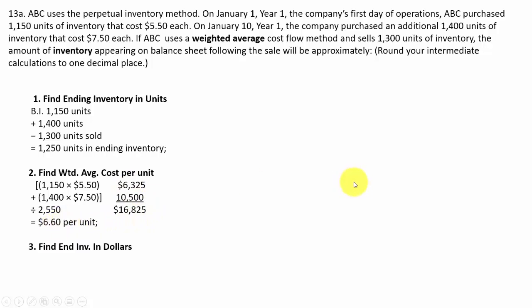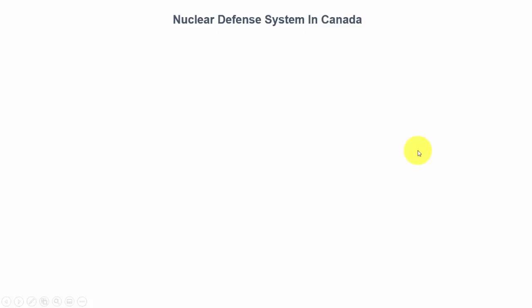Next step, find the ending inventory in dollars. Well, we just said up here we calculated the ending inventory of 1,250 units. So all we have to do now is multiply that times the weighted average cost per unit, which is $6.60, and we'll get the ending inventory value of $8,250. And let's see. So is that the end of it? It was the end of it.